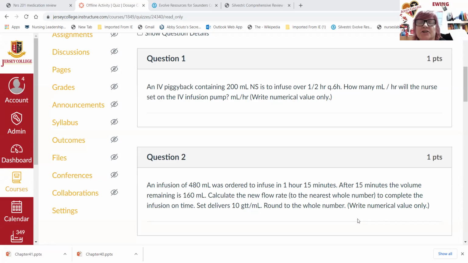So what's it asking you? How many mLs an hour will I set the IV infusion pump? Okay, so we have 200 mLs and it's going over a half hour. Those are the only two numbers you need: our total volume and the time that it's going in hours. So for this, we have 200 mLs and it's going over half an hour, which is equivalent to what? 30 minutes.